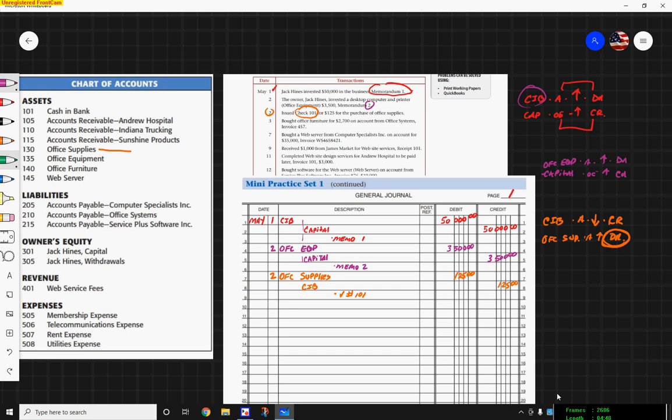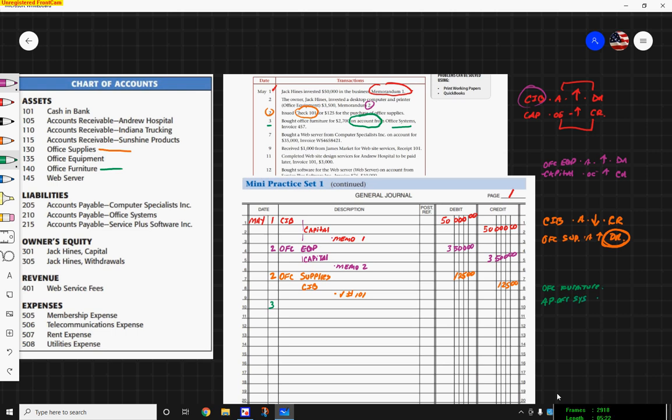Next one. The next transaction took place on the 3rd, so let's put a 3rd in there. What happened on this day? Bought office furniture. Well, we know that there's an office furniture account, so let's say office furniture. And how did we buy it? Well, we purchased it on account. But from whom? We bought it from Office Systems. That's the company name. So we owe them money. So that's going to be our accounts payable, Office Systems.